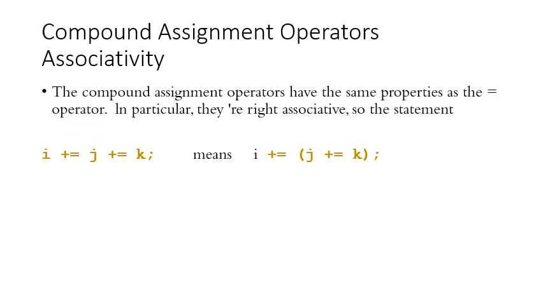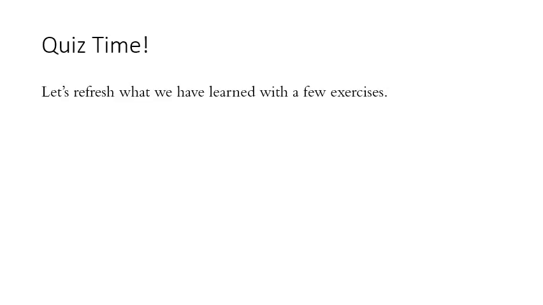Okay. So the assignment operators have the same properties as the equal operator. In particular, they are right associative. So your statement I plus equals j plus equals k means I plus equals grouped j plus equals k. So we are grouping from the right first, so we are grouping your j plus equals k first.